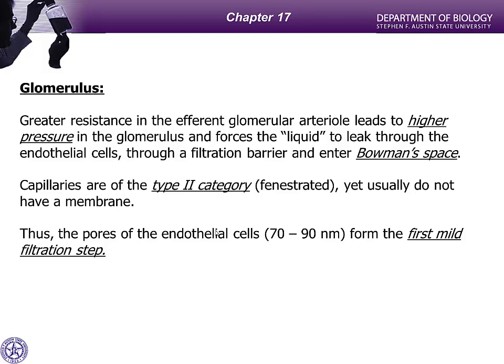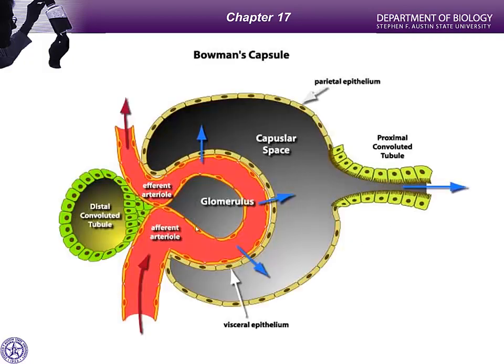Now, when we think about the average diameter of an alveolus, which we just covered, which was half of a micron, the average diameter of a red blood cell, which is 8 microns, those are vastly larger than these small pores. So this is going to be referred to as a first mild filtration step. Most everything except for platelets and cells are going to be pushed through the pores of these endothelial cells. So that's filtration step 1.